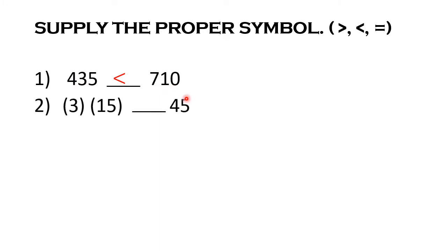Next. 3 times 15 compared to 45. Okay, that is equal. Correct. Because the product of 3 and 15 is 45. And 45 is equal to 45.